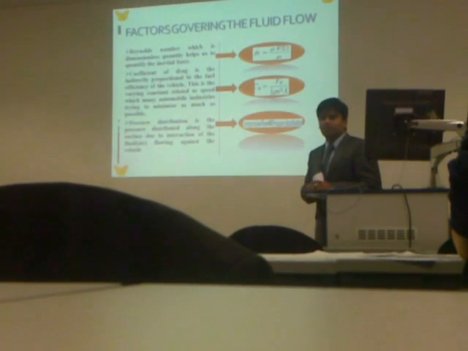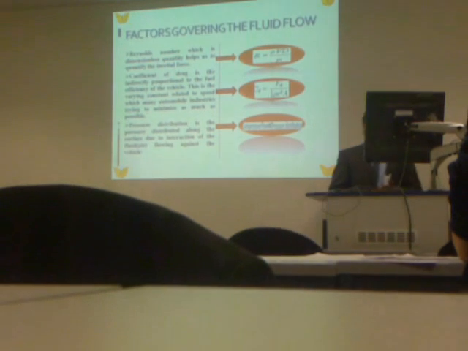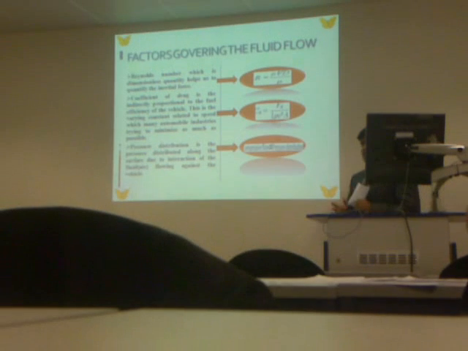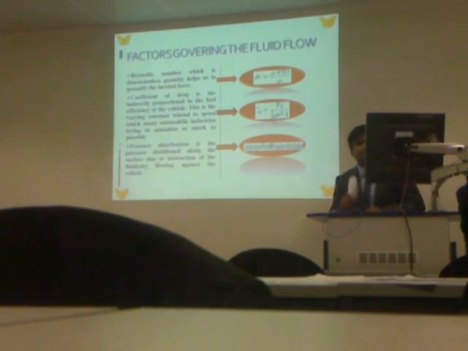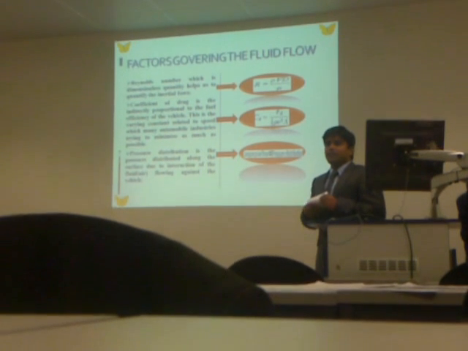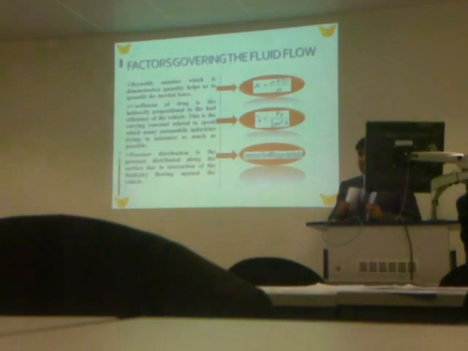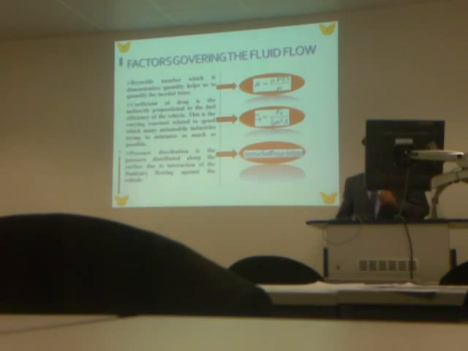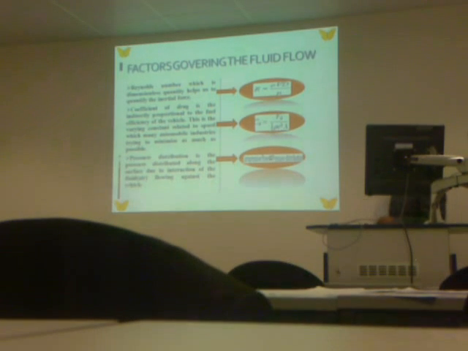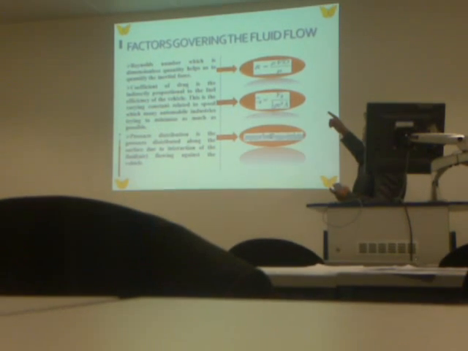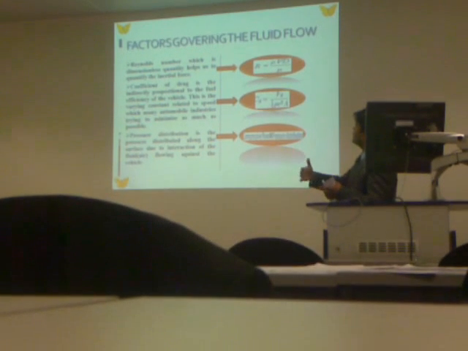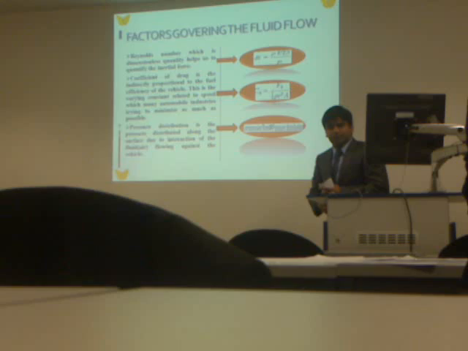Let's see what the Reynolds number, pressure distribution, and coefficient of drag are. The Reynolds number is a dimensionless quantity, and it helps us quantify the inertial force. The Reynolds number is directly proportional to velocity, so it increases along with the velocity, and the relation is shown here. Reynolds number equals rho V d by mu, where rho is density, V is velocity, d is the distance covered by the object interacting with the fluid, and mu is the viscosity.